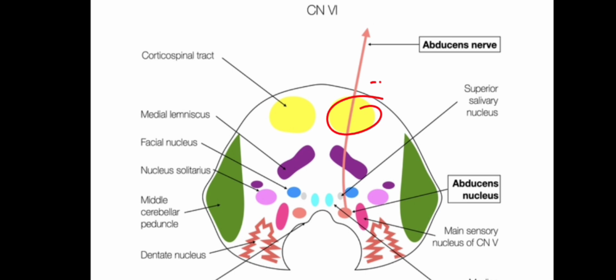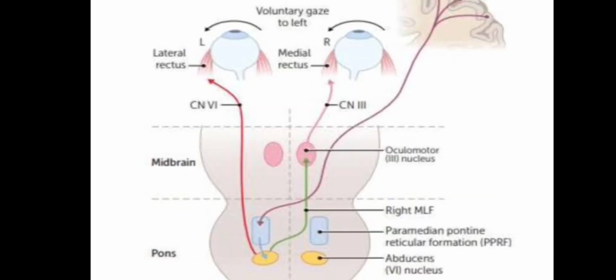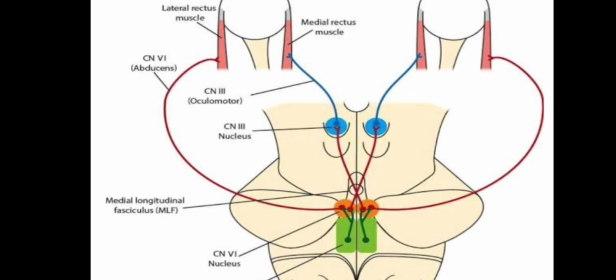One more important thing about the sixth nerve nucleus is that it will give some fibers to the contralateral medial rectus subnucleus of the oculomotor nerve, which is responsible for horizontal gaze. So if there is a nuclear lesion, it will affect both the abducens nerve as well as horizontal gaze. And this is nothing but the MLF, or the medial longitudinal fasciculus. This is one more picture showing the same connection.